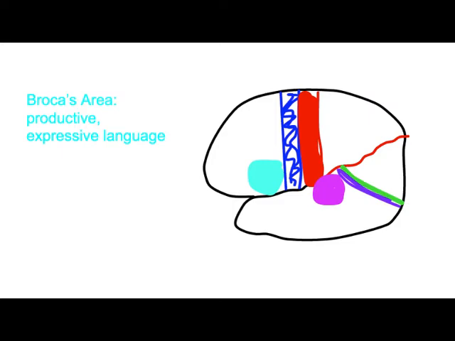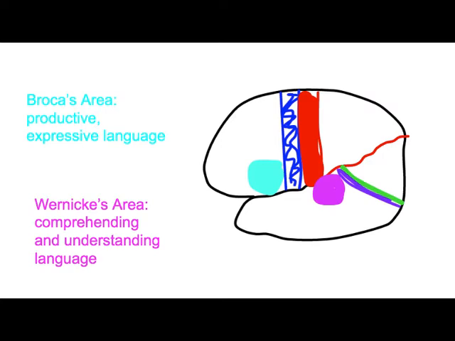You produce language. The purple then is Wernicke's area. And this has to do with comprehending and understanding language.